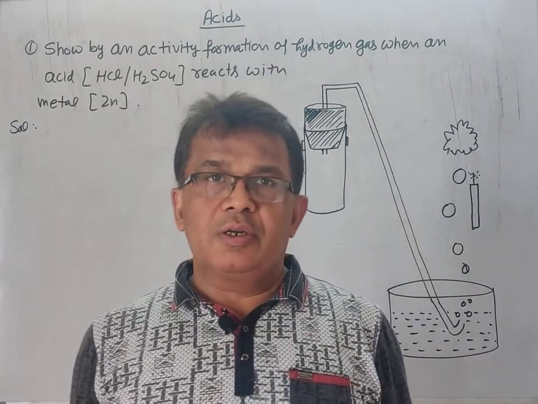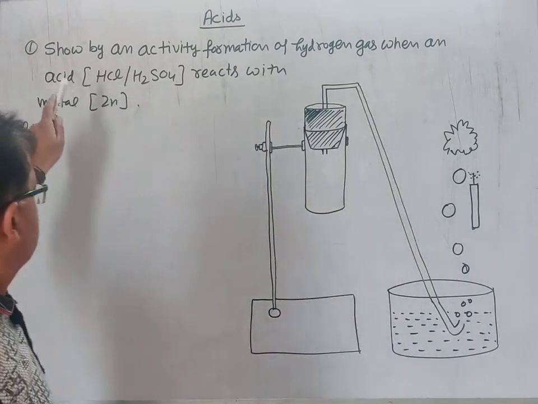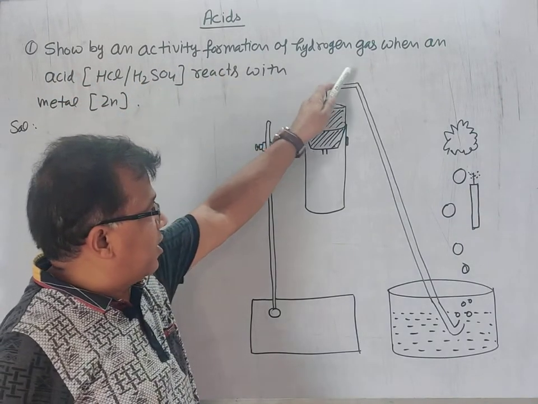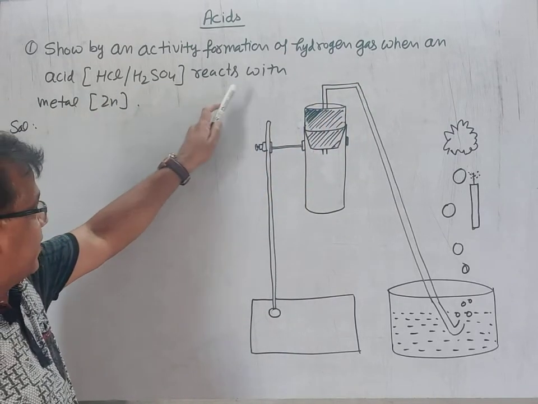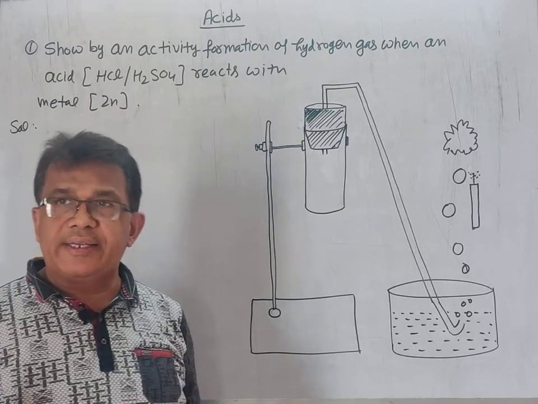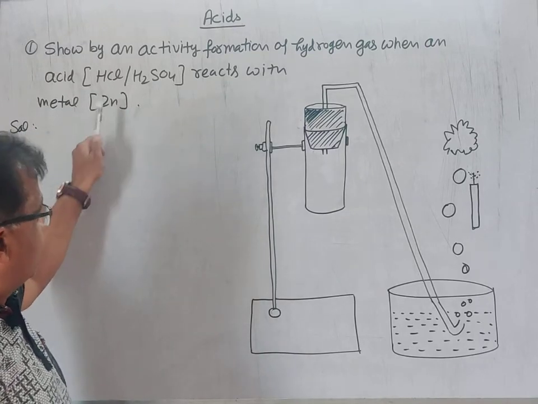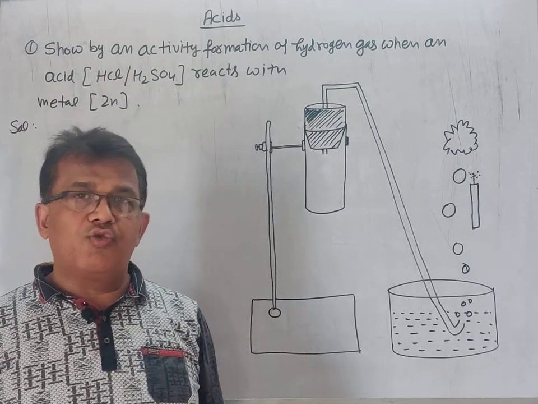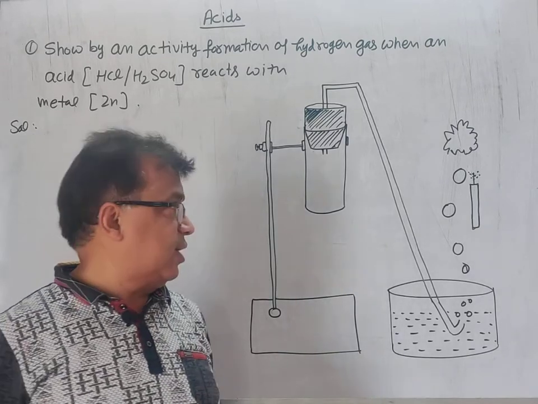Hello students, now we shall study the remaining portion of acids. One activity is to show by an activity the formation of hydrogen gas when an acid like HCl or H2SO4 reacts with a metal like zinc. I have told you in the properties of acids that acid reacts with metal to form salt and hydrogen gas. So we shall show the formation of hydrogen gas.